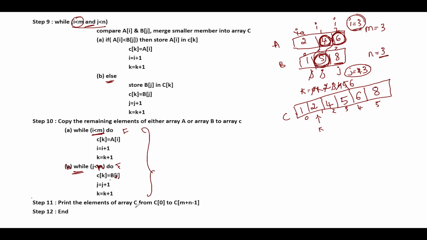So once we have completed all this, print the elements of array from 0 to C of M plus N minus 1, that is nothing but 0 to 5. So we are going to simply print the merged array into the output screen. All right. So this is a very simple algorithm. This is for merging. This concept I will be using in the next video as well, where we will learn about merge sort.